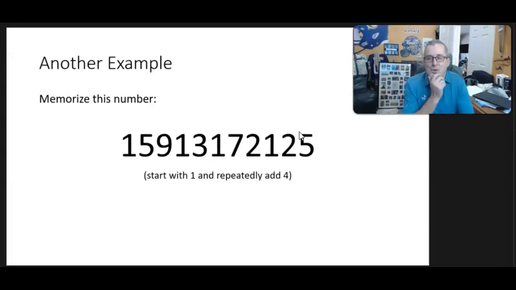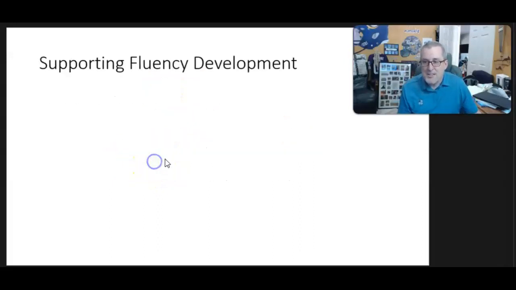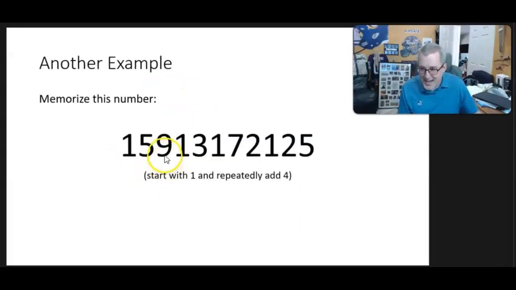But what if I told you what this number really represented? This number is starting with 1 and then repeatedly adding 4. 1 plus 4 is 5, plus 4 is 9, plus 4 is 13, 17, 21, 25. What if you knew the pattern was start with 1 and then repeatedly add 4? 1, 5, 9, 13, 17, 21, 25, 29.